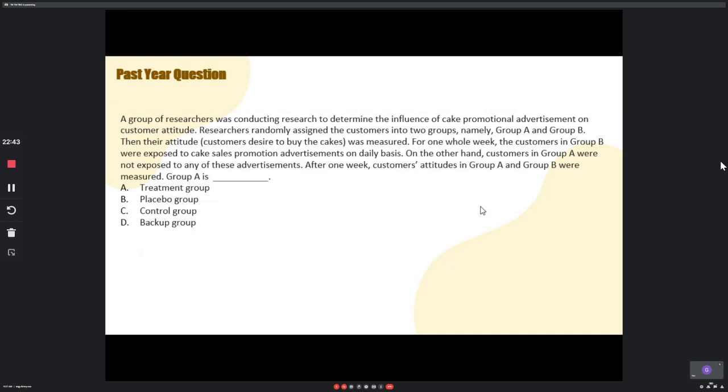The same scenario, but now group A and group B was also before and after. The customer desire to buy the cake, the attitude was measured. For 1 whole week, group B is exposed to the promotion daily, but group A will not be exposed to any advertisement. And after 1 week, both groups are measured. So group A is considered as, yes, control group. You're right.